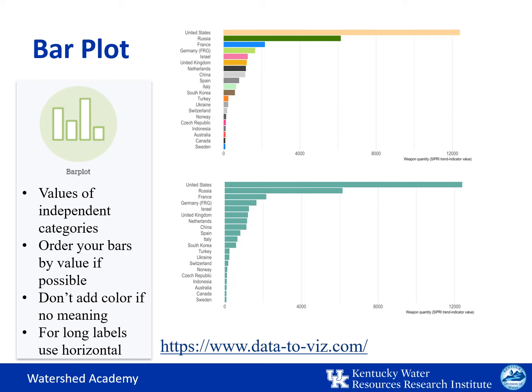But don't add color if it doesn't add meaning. And if you have long labels, use a horizontal bar plot as opposed to a vertical one.